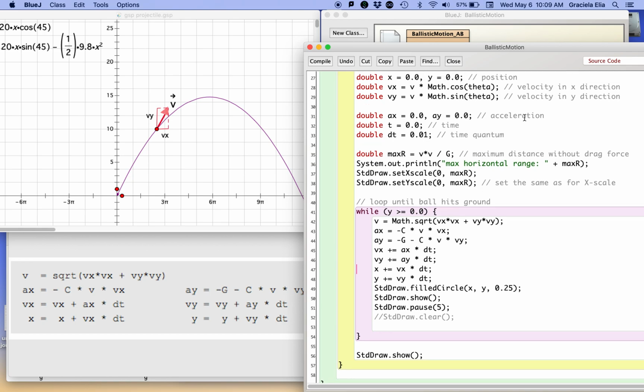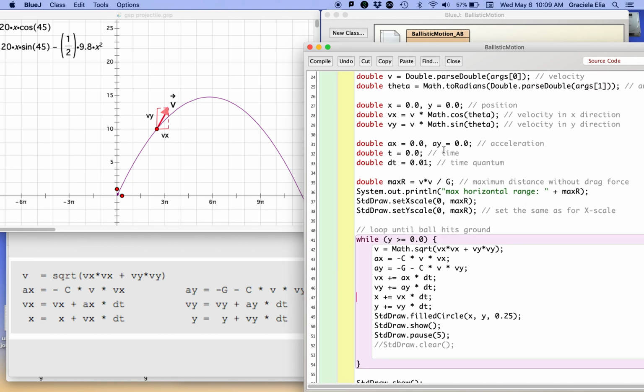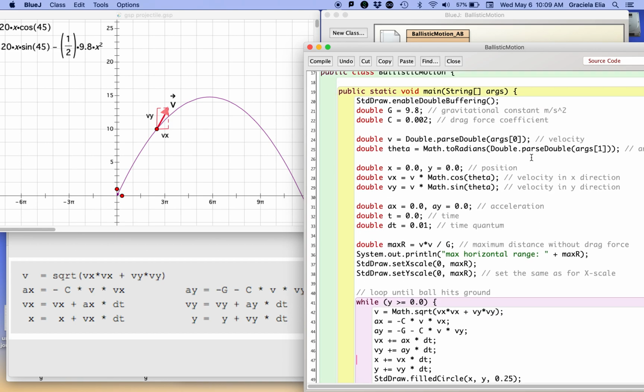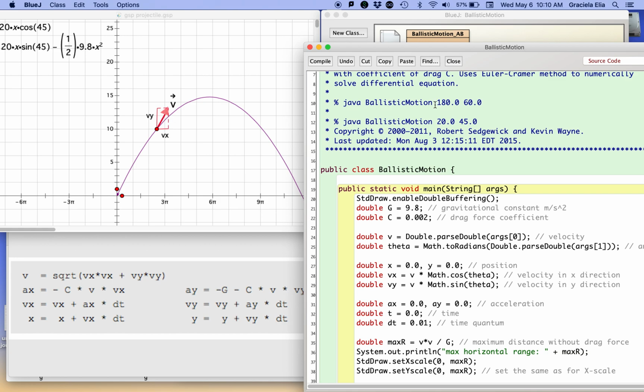Okay, let's get back to the other values over here. So dt is how close I want to draw the next point, which is 0.25. So the changes in the position are just very tiny, if you can think of it. And if you notice, the scale goes from 0 to max r. Max r is calculated over here, and that is based on the horizontal range, the maximum horizontal range. It works well for 20 and 45, but it looks very ugly for 180 and 60.